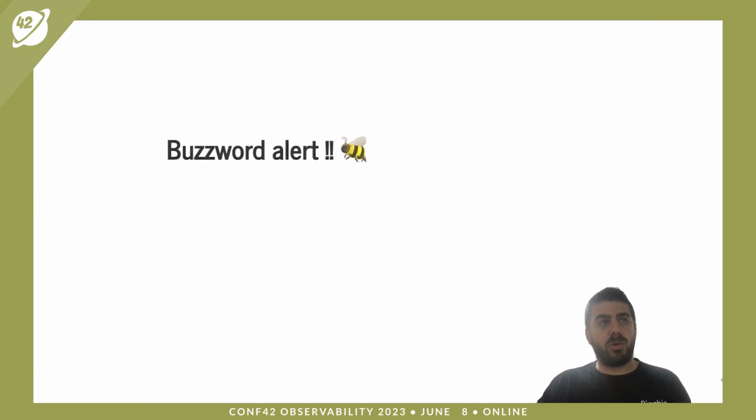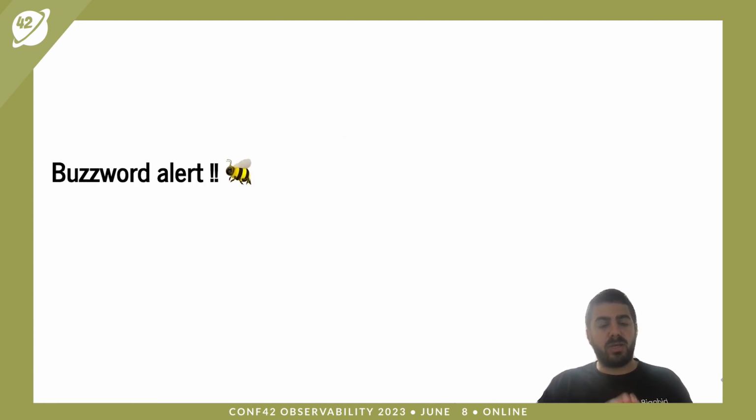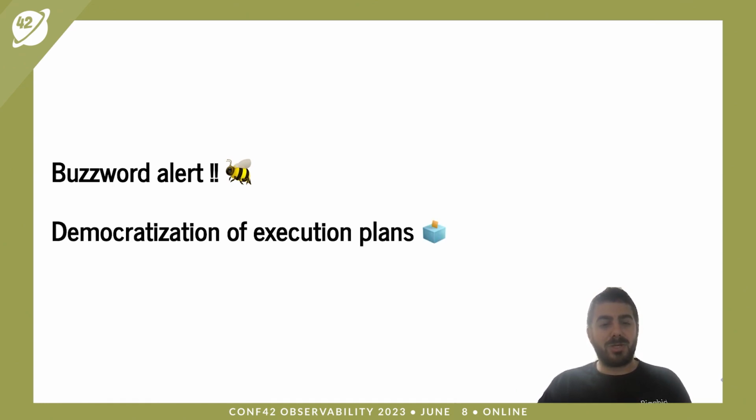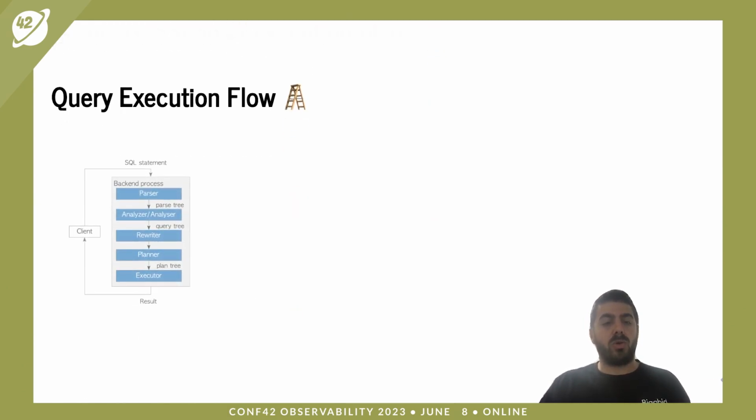So, buzzword alert. Using execution plans from above will allow us to debug those systems through tracing. It will allow us to understand the behavior of the database inside, and by that identify bottlenecks and bugs. So we should democratize the execution plan. So how does it actually work?